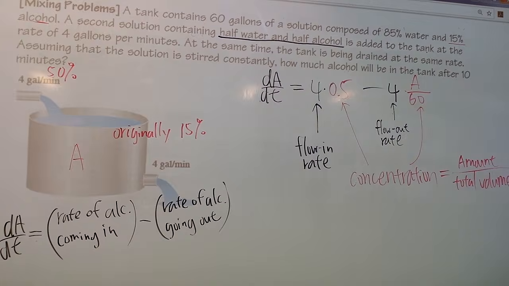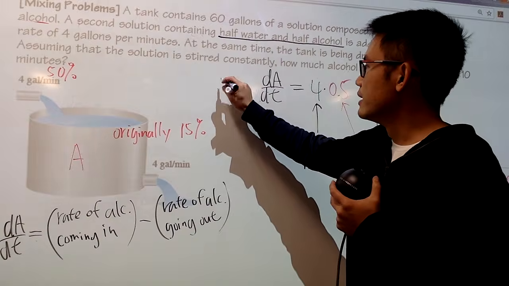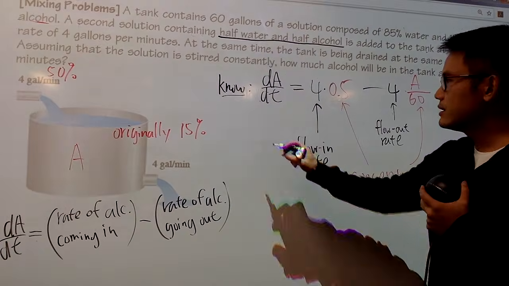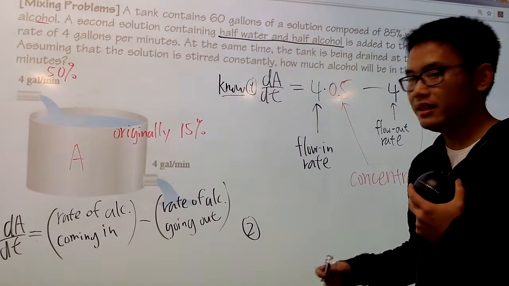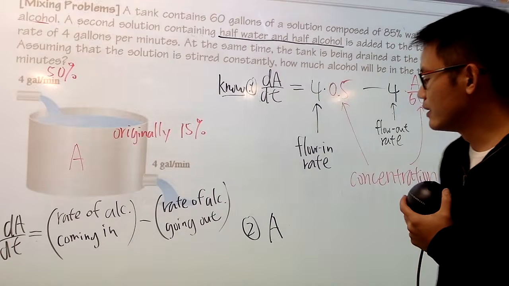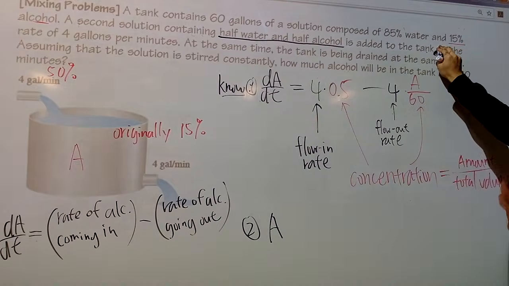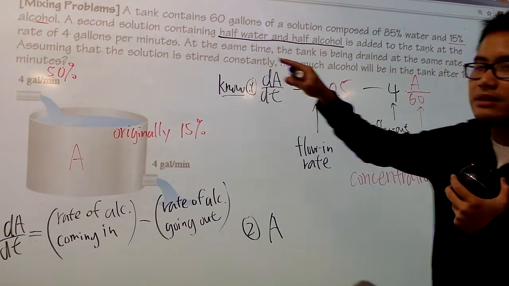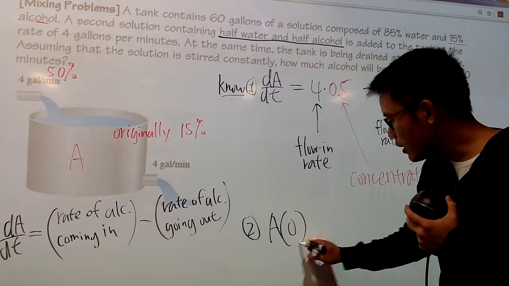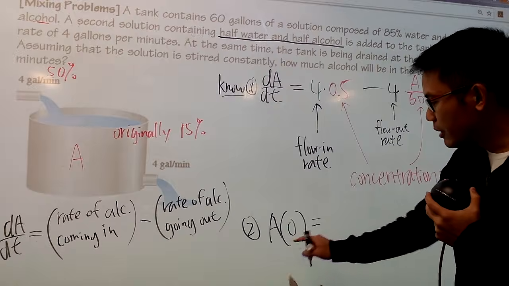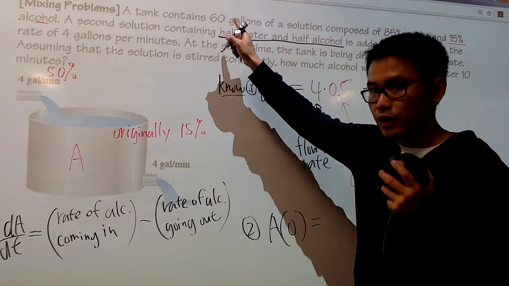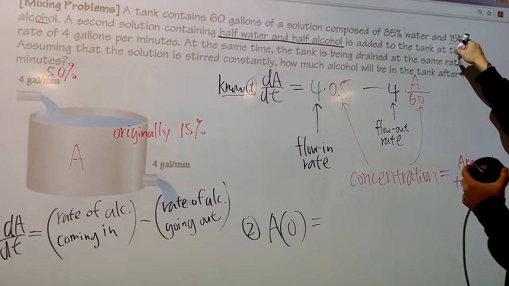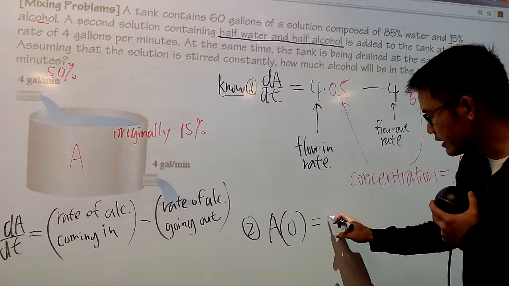Okay? So here is the idea. In fact, now I can tell you guys, this is what we know, and this is the first thing. Do we know the second thing? Do we have any initial condition? We do as well. Because it says initially the tank has 60 gallons and 15% of them is alcohol. So we can say A of 0, meaning initial time. The amount of alcohol initially, because we're talking about amount, be sure you do the total volume times the concentration of the alcohol. So that's how we can get the amount.